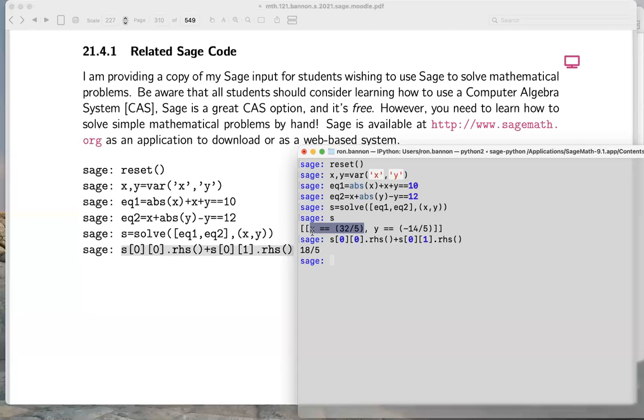Dot RHS. What does that stand for? Right-hand side. What does that mean? The right-hand side of that first element, which is 32/5. What's the other one going to be? S0, second element, right-hand side, which is minus 14/5. So what I want to do is type this in. I want to see what S0 looks like, the inside. Let me type in S. I'm just experimenting, and you want to do this too. This is a part of your learning curve, to experiment.